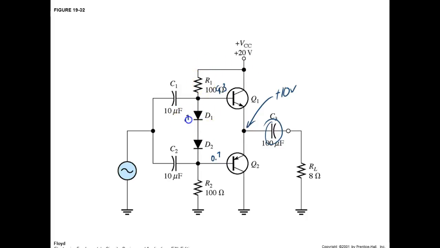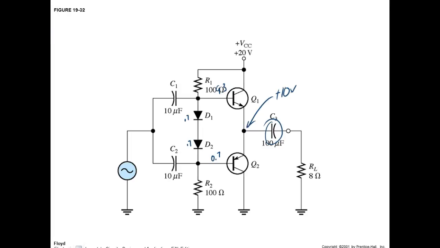So this guy right here is going to drop 0.7. This guy here is going to drop 0.7. So what's that guy right there going to drop? Series circuit, guys. We know the voltage drop across these two guys. We know it's going to be 0.7 each, or 1.4 volts between the two. So what's that resistor right there going to drop? The resistors are the same size, so they've got to drop the same voltage.